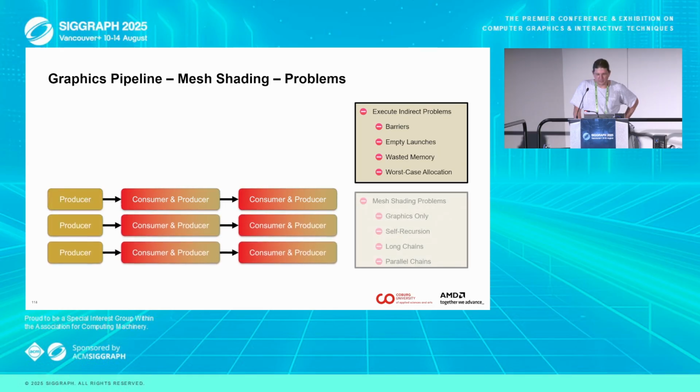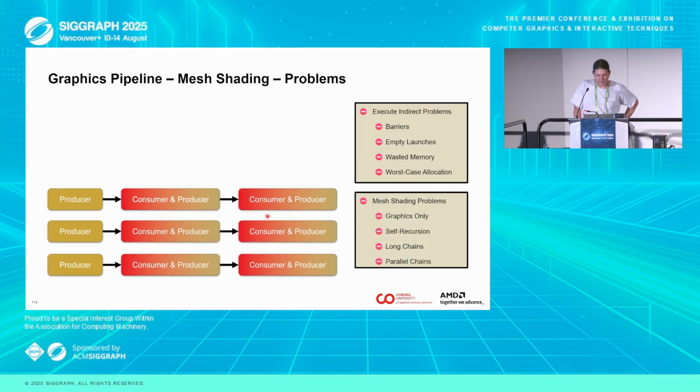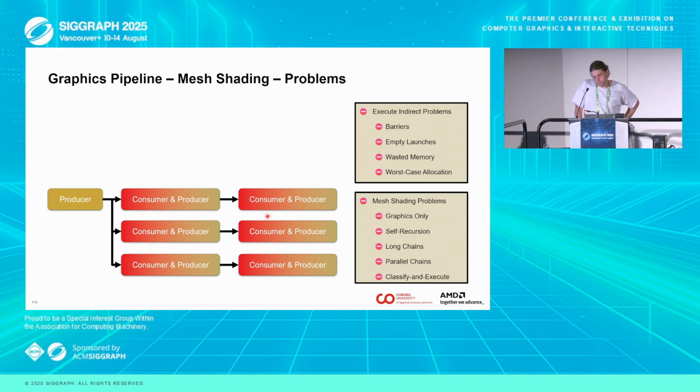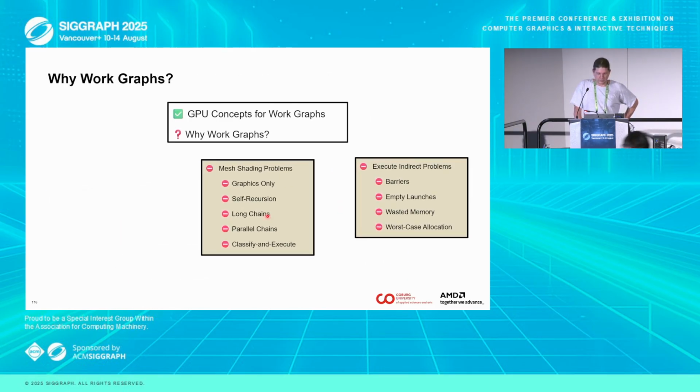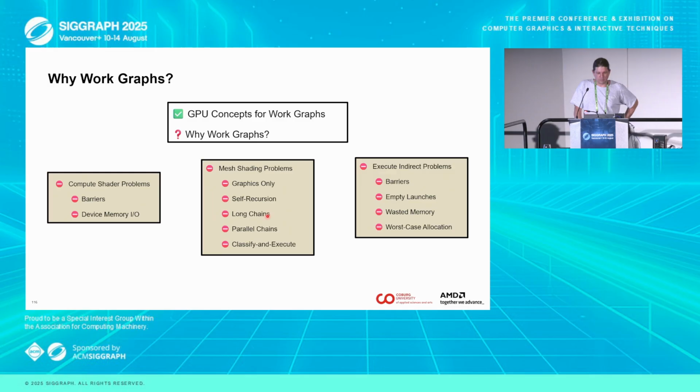Or even have something like multiple stages or parallel chains, or something like the branching we need for the classify and execute part that we're going to talk about later. So those are all the problems that we could solve with execute indirect, but not with mesh shaders. And still we have the compute shader problems that I talked about earlier. Those were the barriers and the device memory I/O problems. So all these problems are hopefully solved with work graphs.